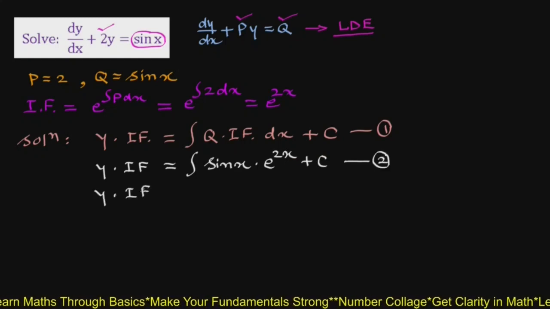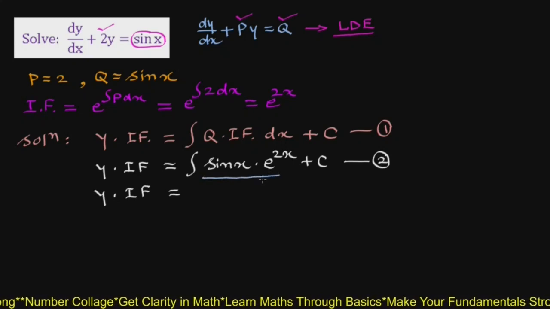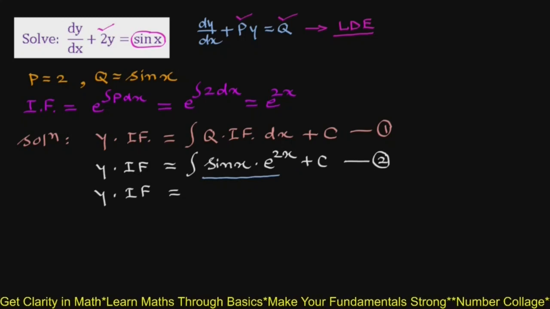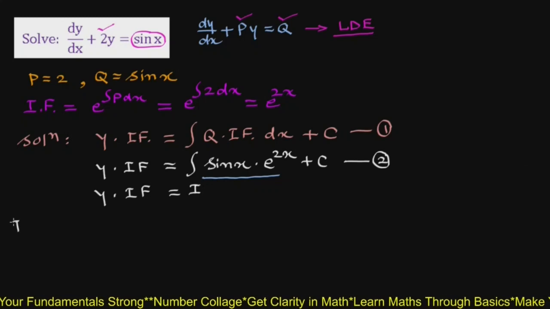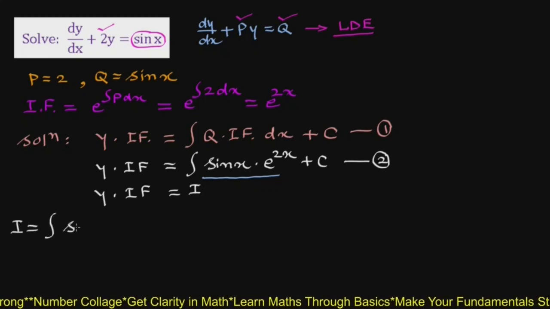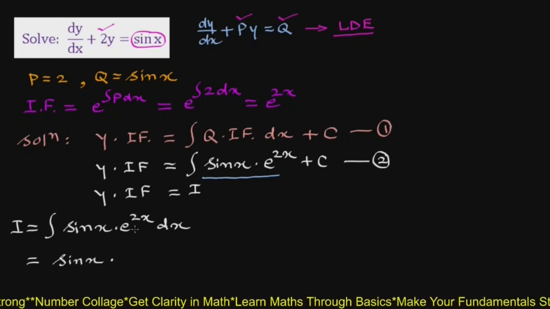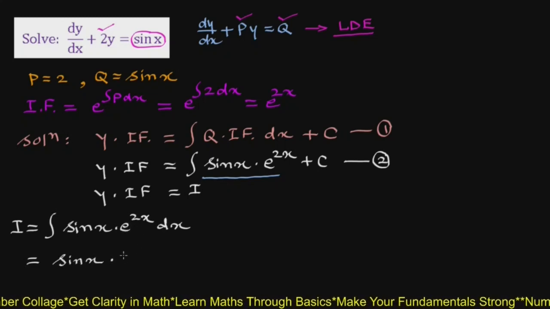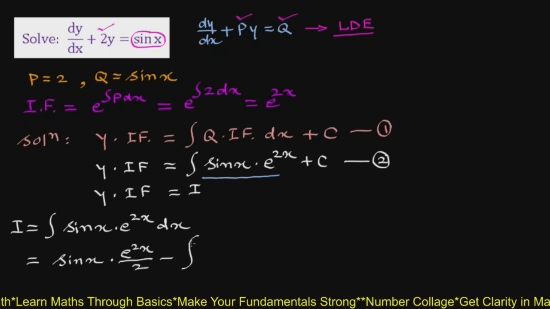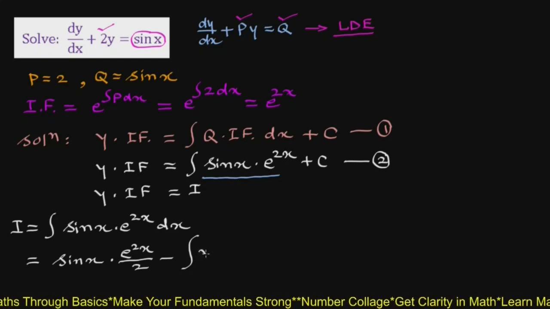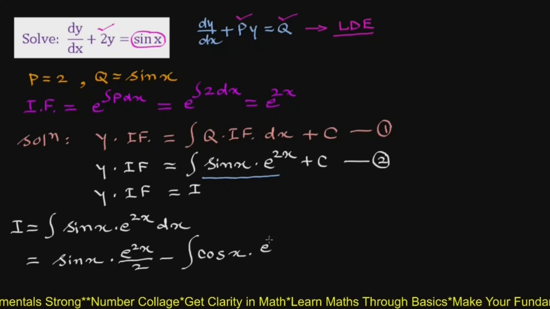Y into IF equals, this is a product of two functions, and has to be solved by the method of integration by parts. We name this integral I and solve it separately. So I equals integral sin x e raised to 2x dx. First function sin x into integral of second. Integral of e raised to 2x is e raised to 2x upon 2, minus integral of derivative of first, derivative of sin x is cos x, into integral of e raised to 2x, which is e raised to 2x upon 2 dx.